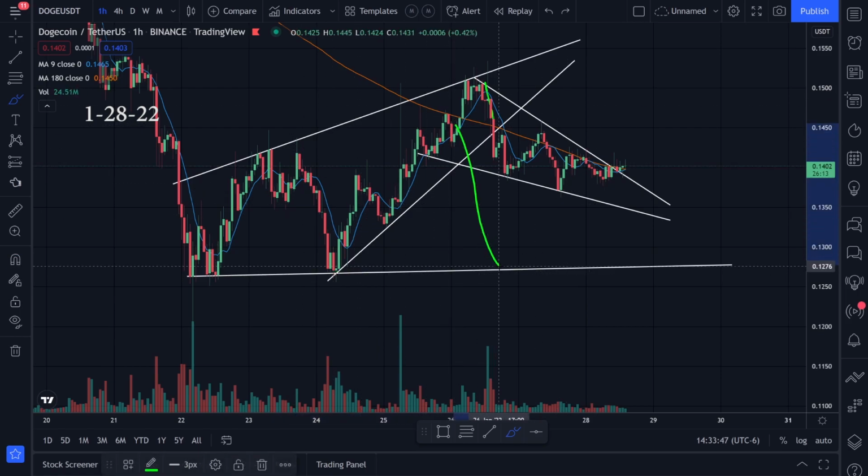I was thinking we are going to come down here, but it does look like we're getting support, support, support, forming this trend line right here. We also have resistance, resistance, resistance. So now we're looking at this resistance and this support.